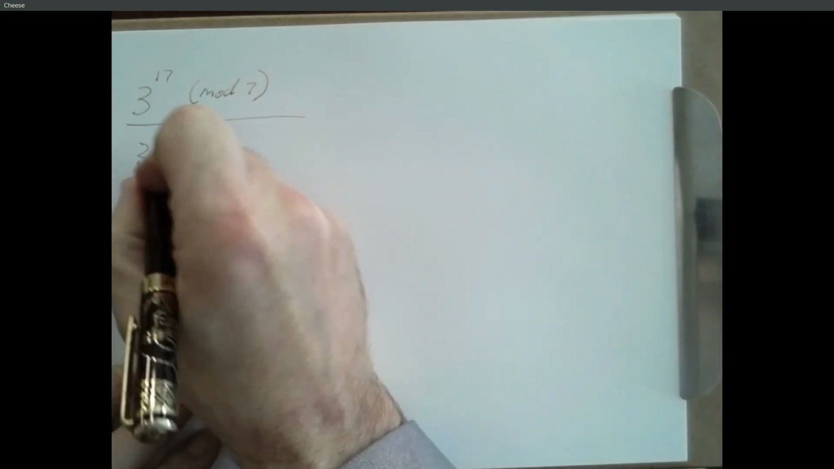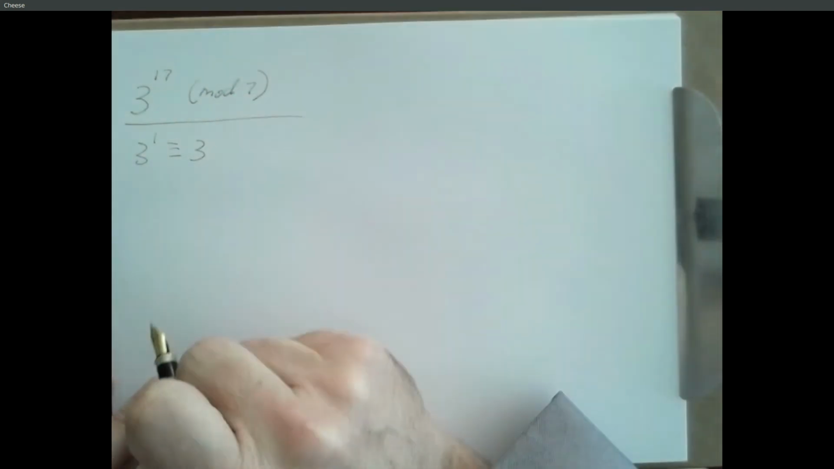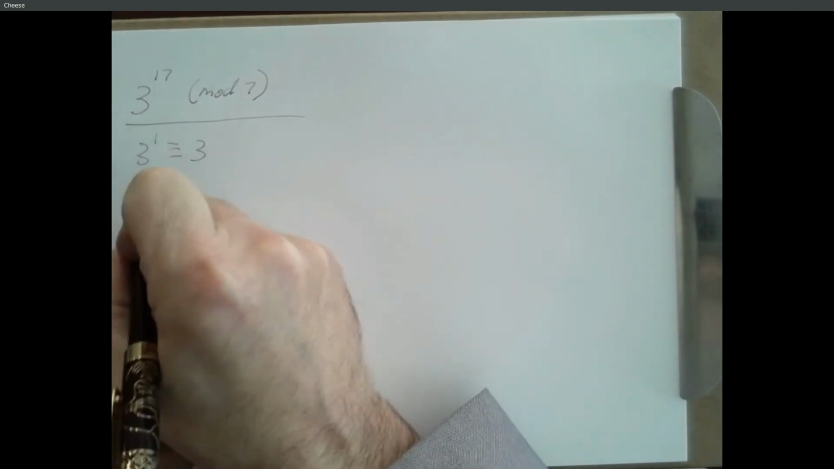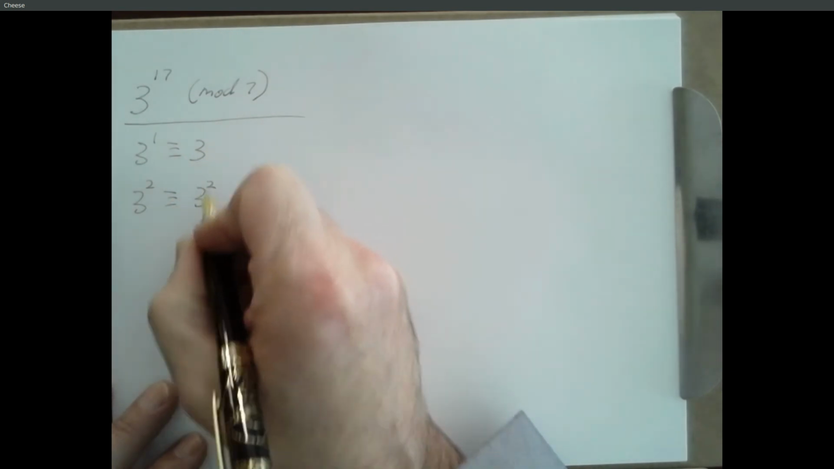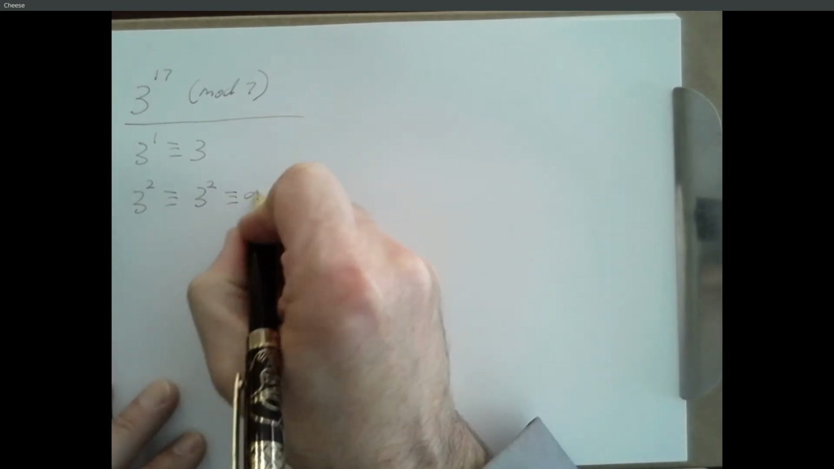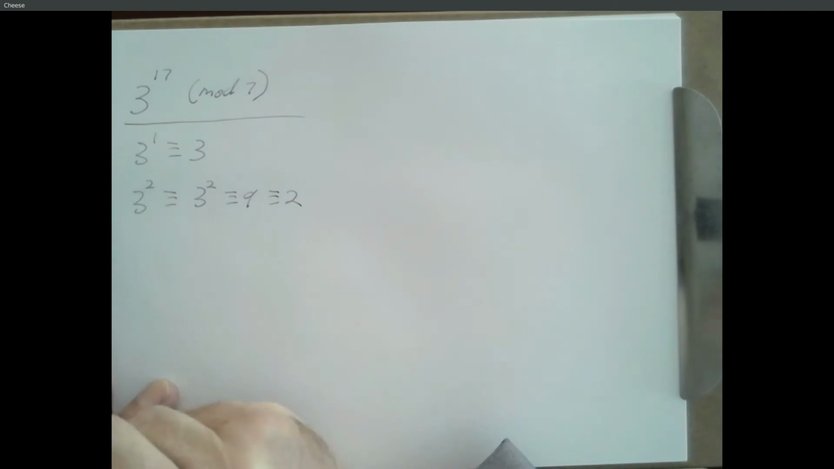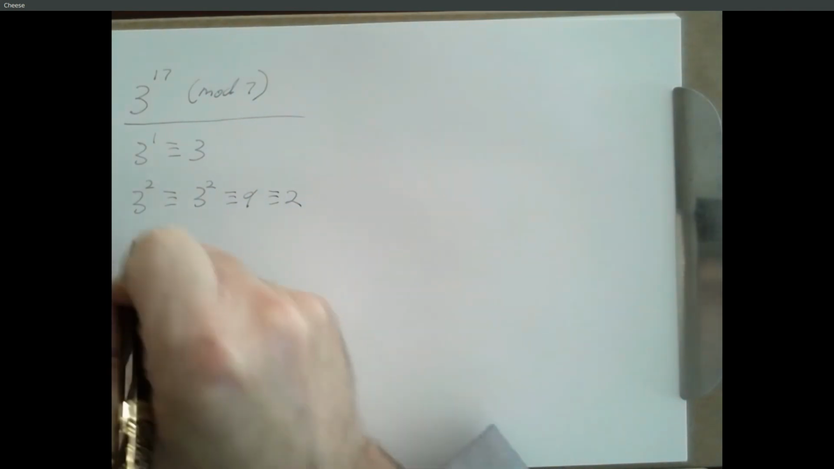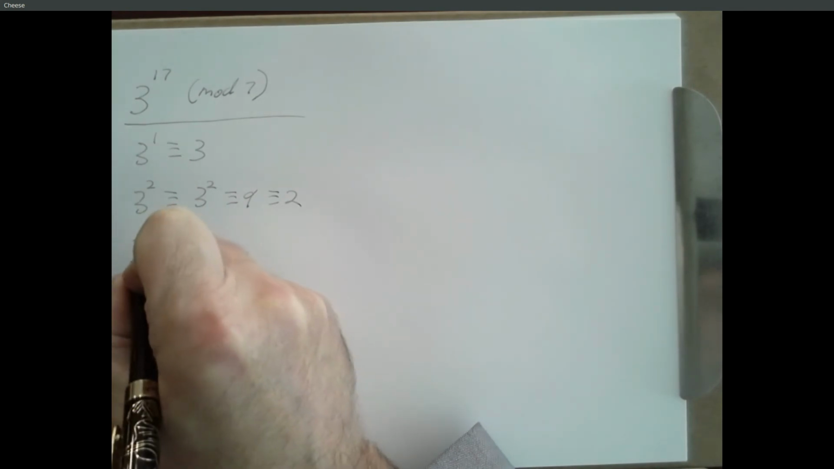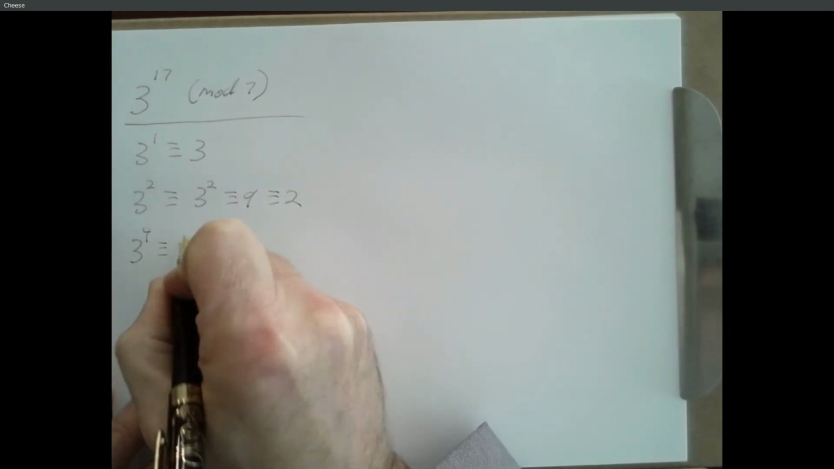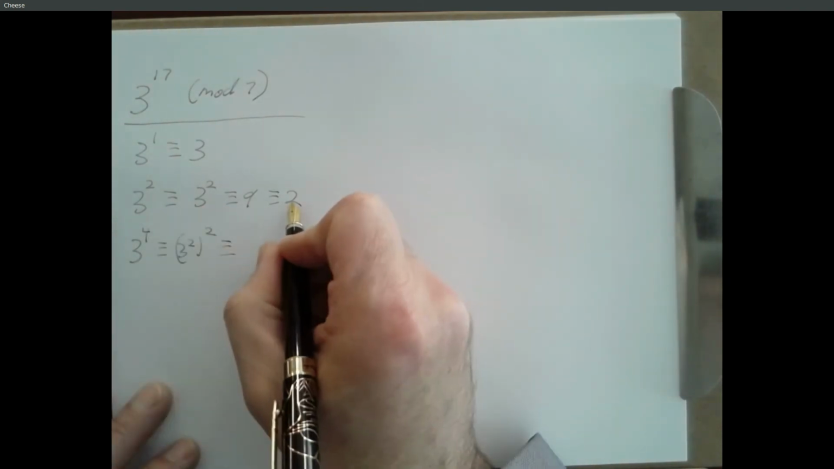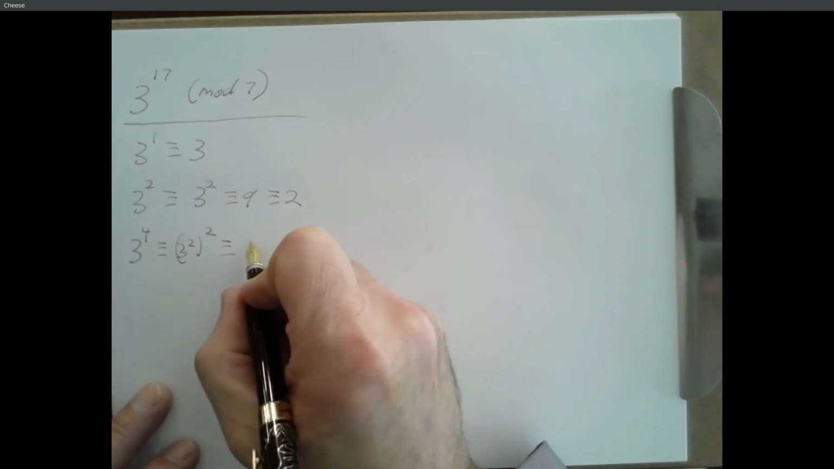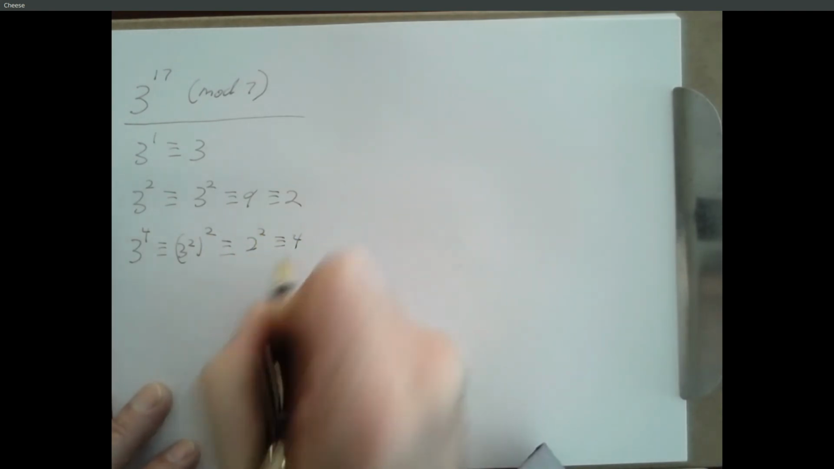We can say 3 to the 1 is just 3. 3 to the 2 is what it's congruent to squared, which is 9, and 9 is congruent to 2. Okay, I'm not going to do 3 cubed. I'm just going to square this side. 3 to the 4th is the square of 3 squared. And since 3 squared is congruent to 2, 3 squared squared is congruent to 2 squared, which is just 4.